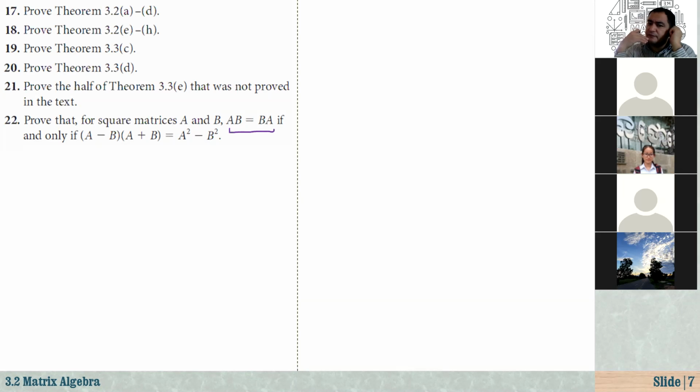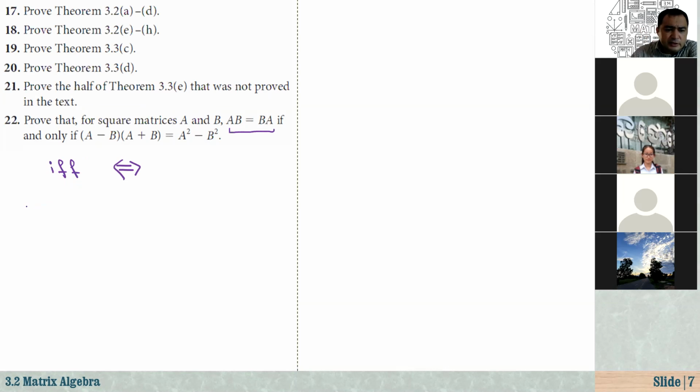Okay, why is this so? Here, prove that for square matrices A and B, AB equals BA if and only if (A minus B) times (A plus B) equals A squared minus B squared. Okay, again, this if and only if, that means this one is I, F, F. This means that it is if and only if. So it has two-way implication.